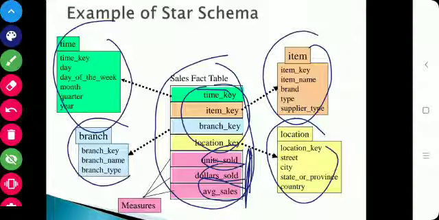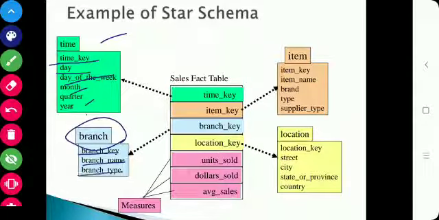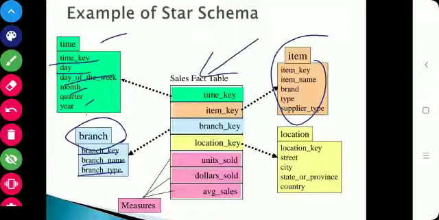Each dimension table has attributes. Like the time dimension table has attributes like time key, day, day of the week, month, quarter, and year. The branch dimension table has attributes like branch key, branch name, and branch type. So these dimension tables are linked centrally to the sales fact table like a star. That is why it is the star schema.